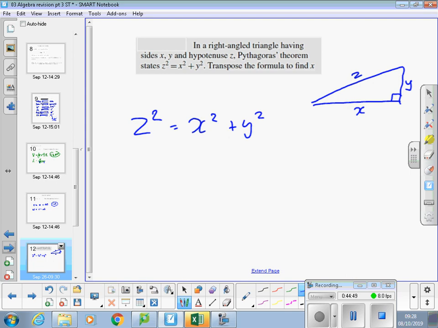Yeah, and his law says the square on the hypotenuse is equal to the sum of the squares of the other two sides. You're all familiar with that, I would think, from GCSE mathematics. Transpose the formula to find x.